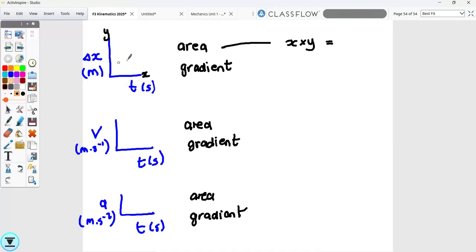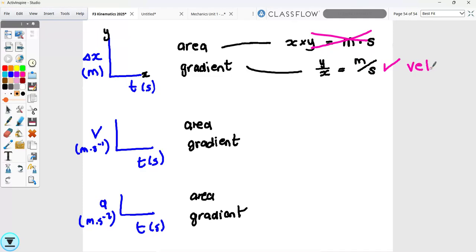So if we go and say area, it's always side times side, length times breadth, half base times height, but it's always side times side. So it's meters times seconds. That's the area. The gradient is always y over x. So that's going to be meters divided by seconds. So you can see for yourself now that this gives me nothing. I can do nothing with meters times seconds, but I can do something with meters per second. That is going to give me the velocity or the speed if it's in a straight line.